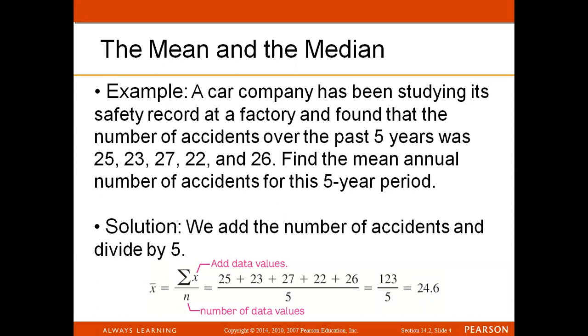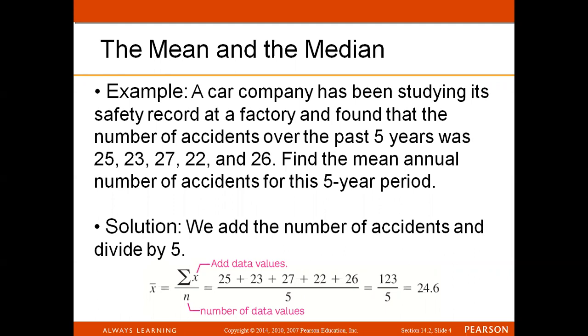Example: a car company has been studying its safety record at a factory and found that the number of accidents over the past 5 years was 25, 23, 27, 22, and 26. Find the mean annual number of accidents for this 5-year period.